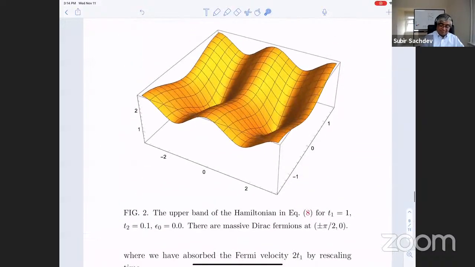So anyway, you do all of that and you find that the upper band has Chern number +1, say, and the bottom band has Chern number -1. All right, so that's the mean field theory. You get spinons moving in a Chern band.